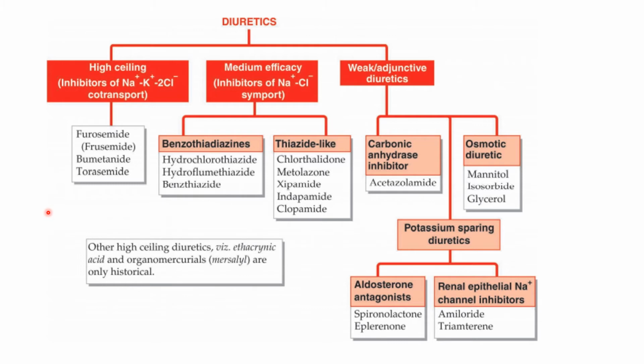Diuretics are classified into high ceiling diuretics, which inhibit the sodium potassium 2 chloride co-transport. We have medium efficacy diuretics, which inhibit the sodium chloride import in the distal tubule, and we have some weak and adjunctive diuretics. So in this class we will see about high ceiling diuretics and medium efficacy diuretics.